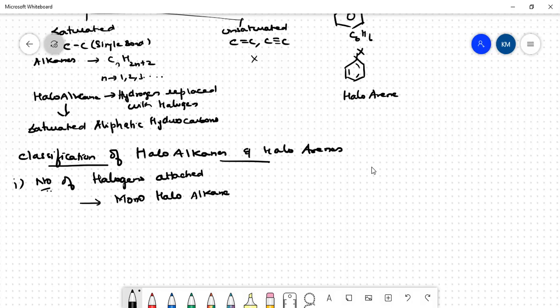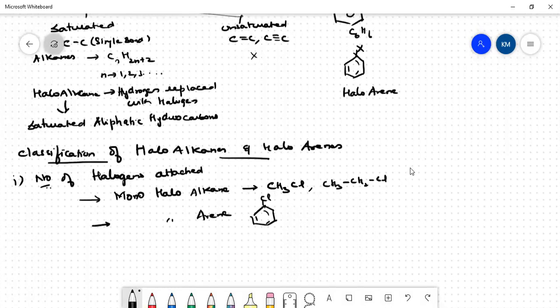Mono halo, for example, CH3Cl, CH3CH2Cl. So here only one halogen is attached. In CH4, only one has been attached. Similarly, we have mono haloarenes. Only one. This is the same basic example we saw before, right? So these are also known as mono haloalkanes.